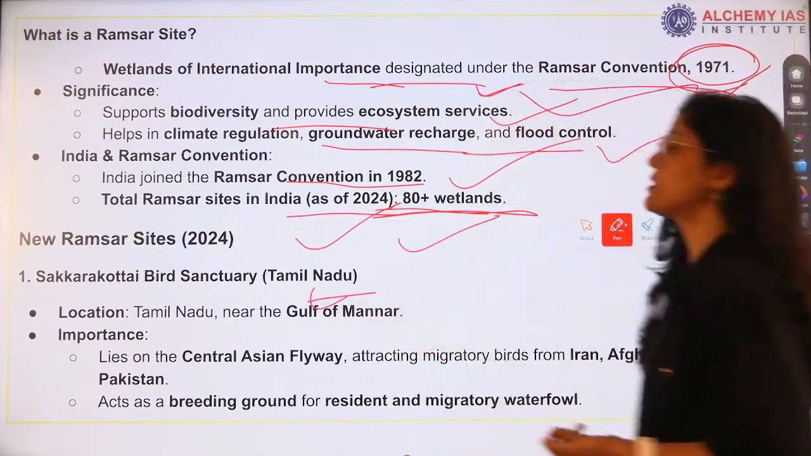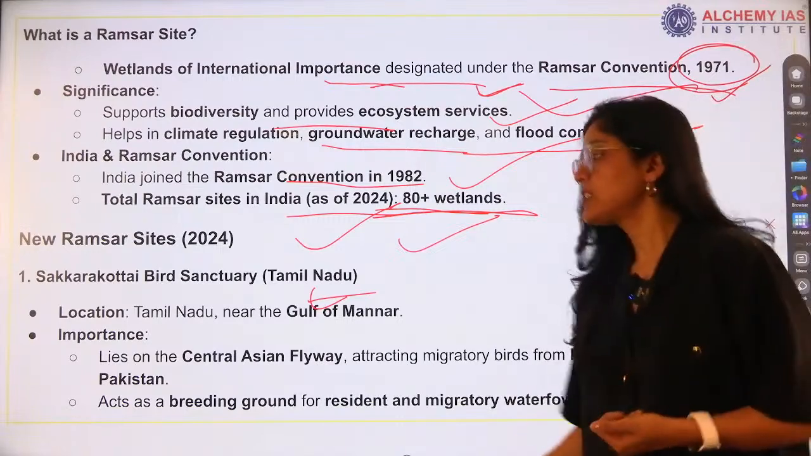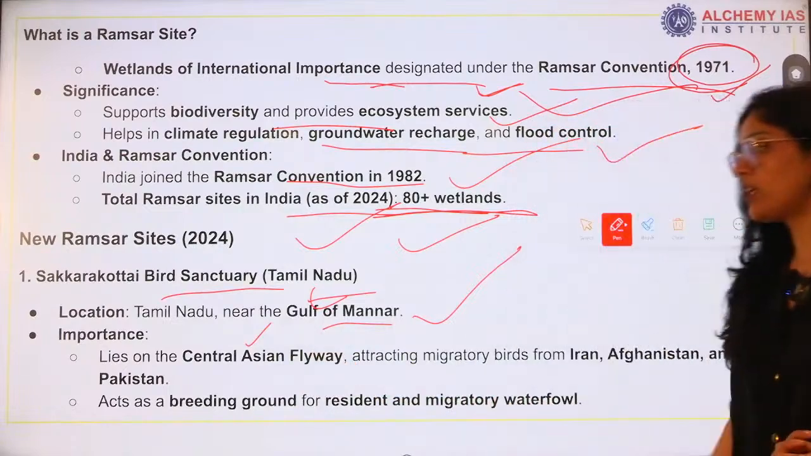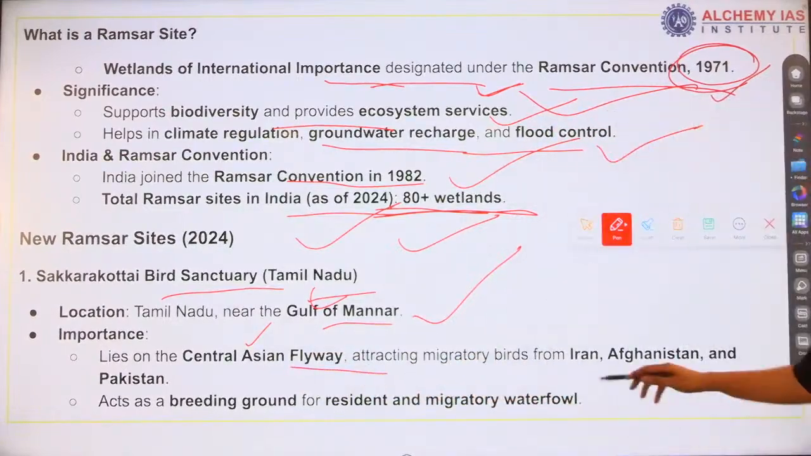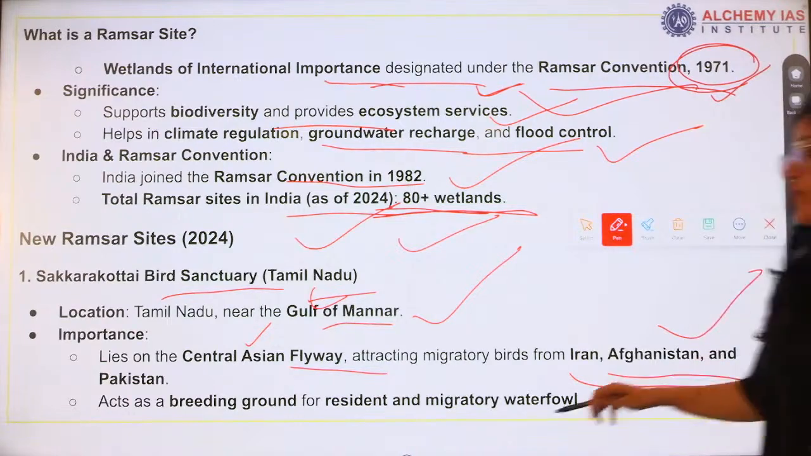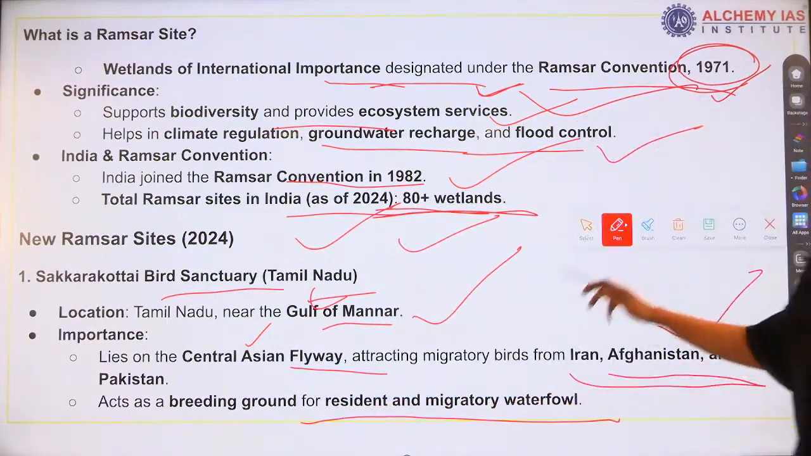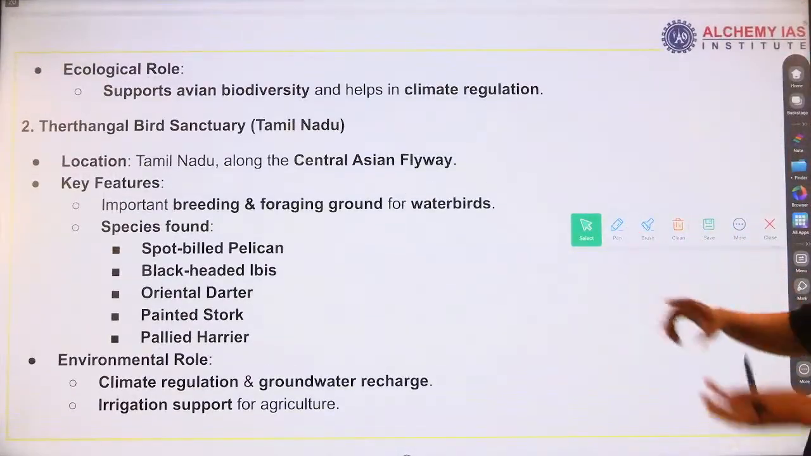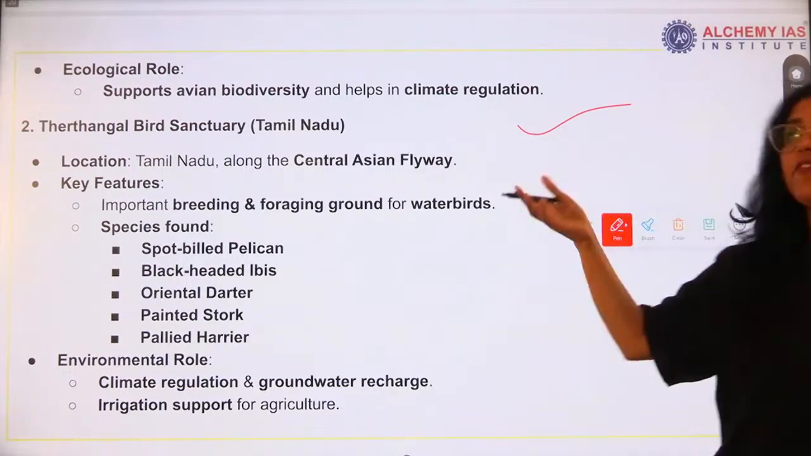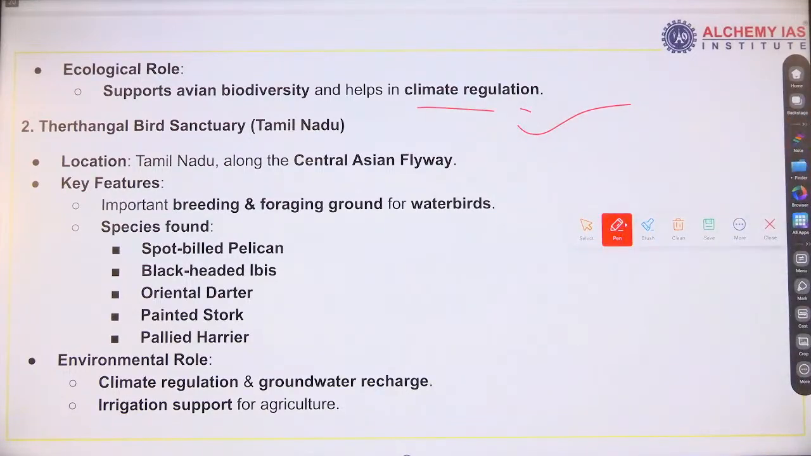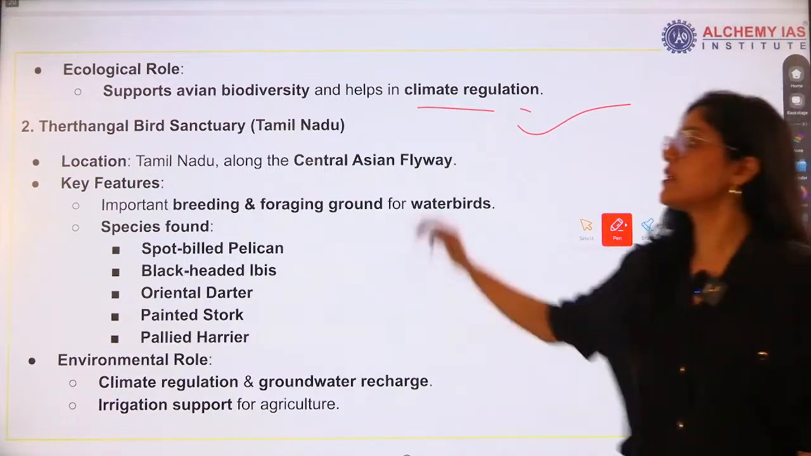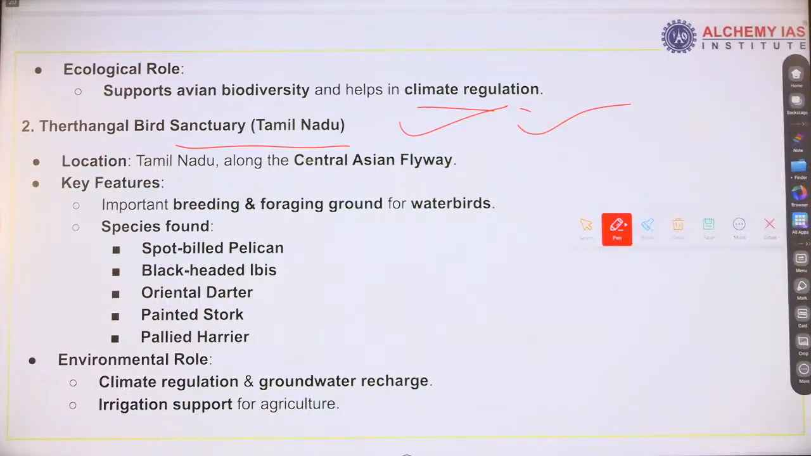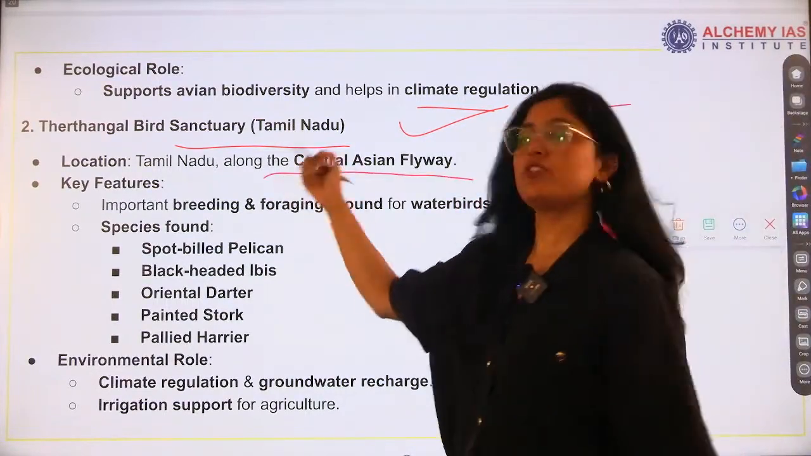Okay. New Ramsar sites. First, Sakra Kotai Bird Sanctuary. It is in Tamil Nadu, Gulf of Mannar. And what is the importance? It lies on the Central Asian Flyway, attracting migratory birds from different countries, and acts as a breeding ground for resident and migratory waterfowl. Now, ecological role: it supports avian biodiversity and helps in climate regulation. Next site is Thangal Bird Sanctuary. It is also in Tamil Nadu and it is along the Central Asian Flyway.